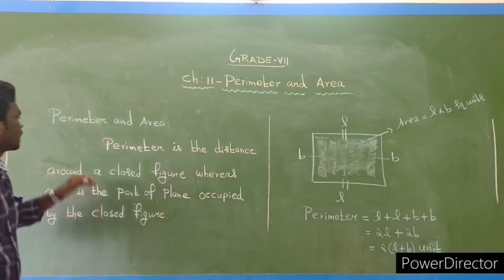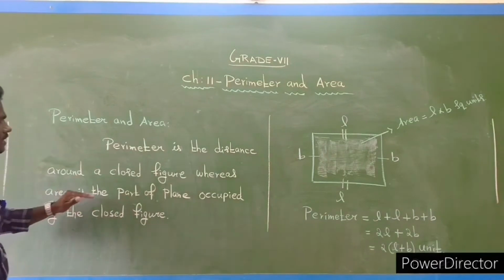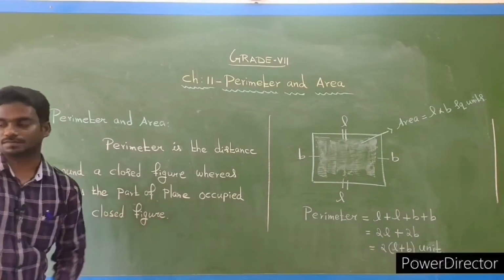Now, what is perimeter? Perimeter is the distance around a closed figure, whereas area is the part of the plane occupied by the simple closed figure.